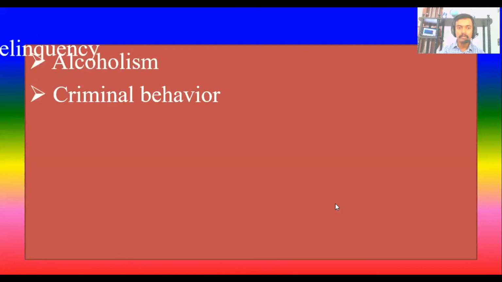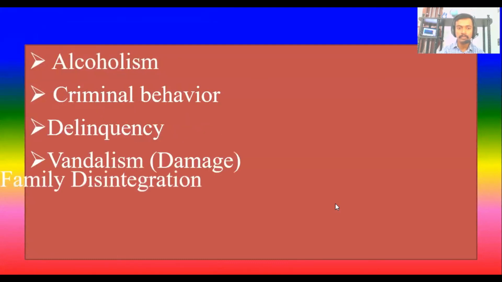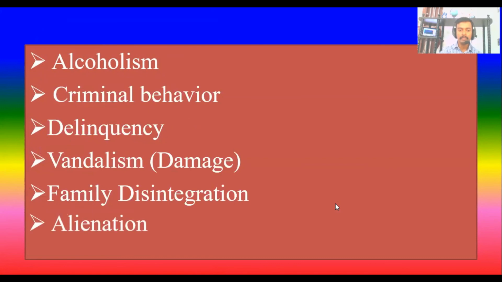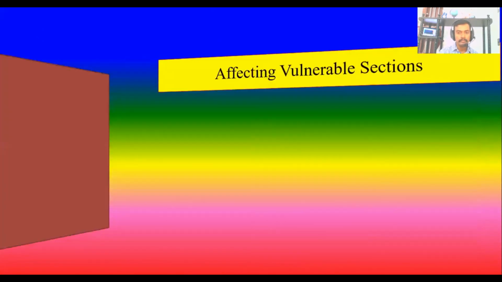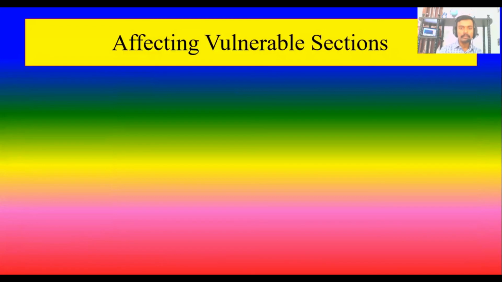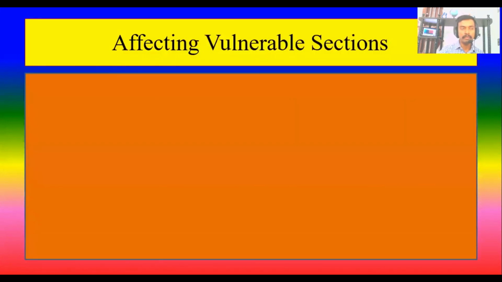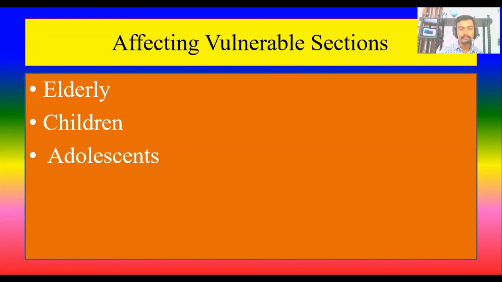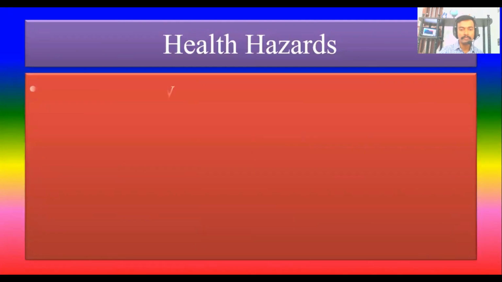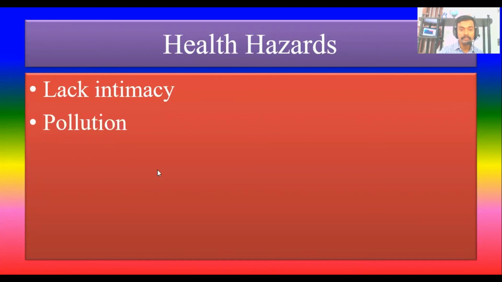Next, alcoholism, criminal behavior, delinquency, vandalism, family disintegration, alienation. Then it affects vulnerable sections of the population. Who is vulnerable? Elderly, children, adolescents, women. Then health hazards, lack of intimacy, pollution. Intimacy means lack of relationship. The divorce rate is very high in cities.